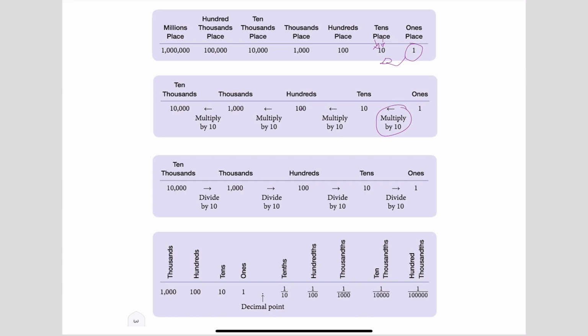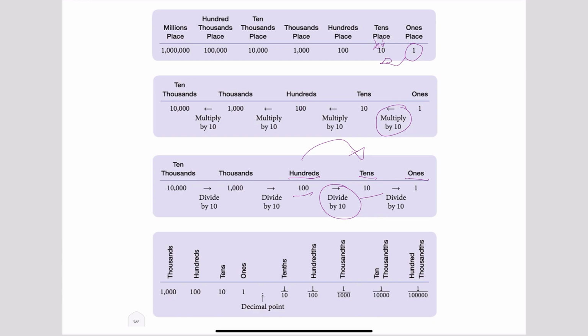Then to make your place values smaller, to go from say the hundreds to the tens, instead of multiplying by 10 to make them bigger, we're dividing by 10 to make them smaller. So each place value to the right is 1/10 of the place value to the left. I'll say that again because it's kind of important. Every place value to the right is 1/10 of the place value on the left. So 10 is 1/10 of 100, just like 1 is 1/10 of 10.